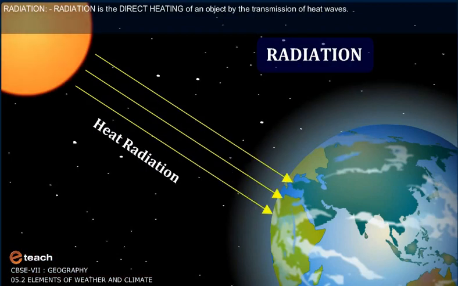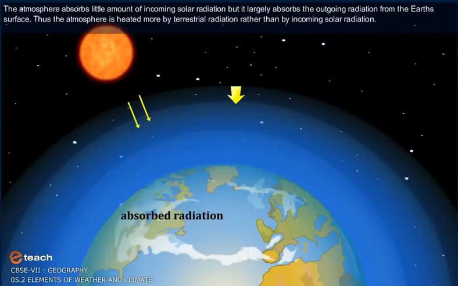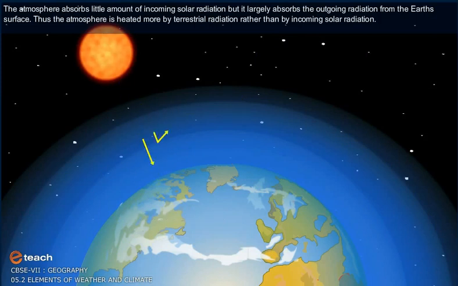Radiation. Radiation is the direct heating of an object by the transmission of heat waves. The atmosphere absorbs a little amount of incoming solar radiation, but it largely absorbs the outgoing radiation from the Earth's surface. Thus, the atmosphere is heated more by terrestrial radiation rather than by incoming solar radiation.